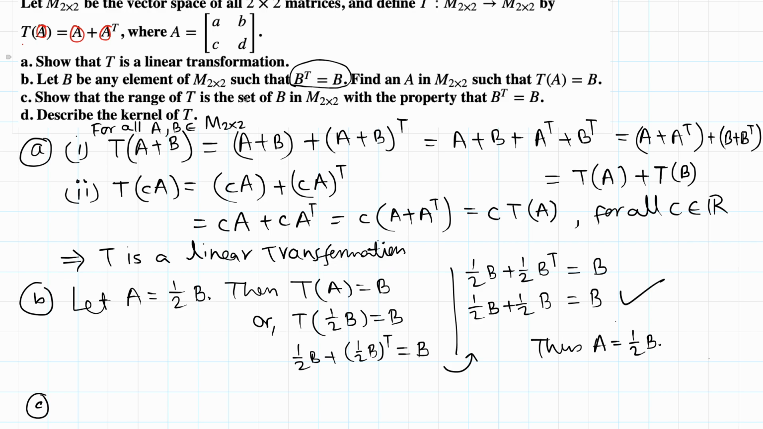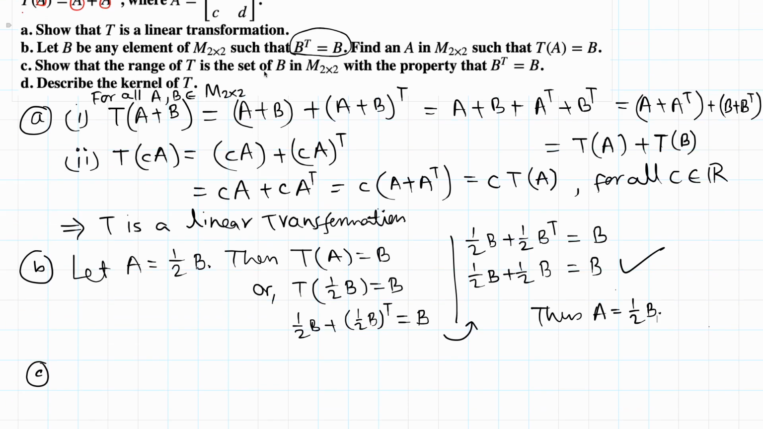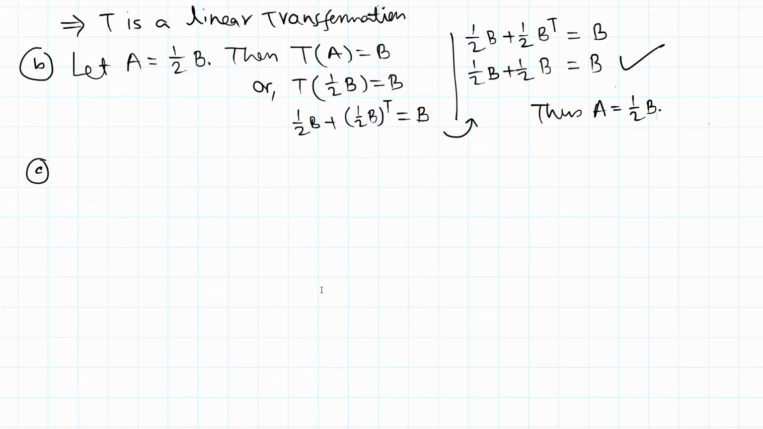Okay, so the range has the property, so the range contains all B with B transpose equals B. From part B we saw that the range of T contains all the set B in M22 such that B transpose equals B. We showed halfway, so it's kind of halfway done.